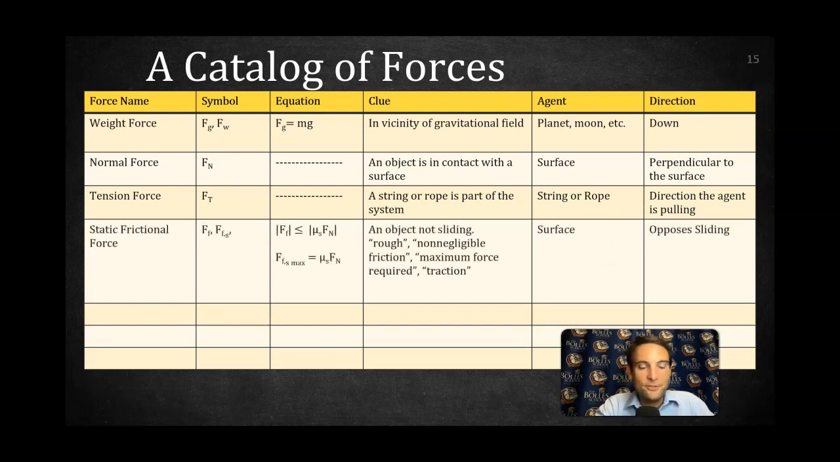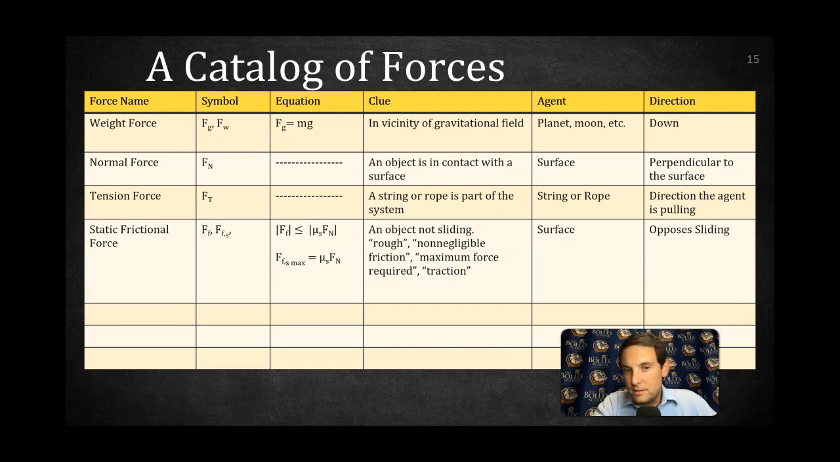Next up, we have our static frictional force, F sub F, or F sub F sub S. We have two equations for this. The first one is that the absolute value of our frictional force is less than or equal to the absolute value of our static coefficient of friction times our normal force. And the second equation is our maximum frictional force equals our coefficient of static friction times our normal force. You can use them interchangeably.